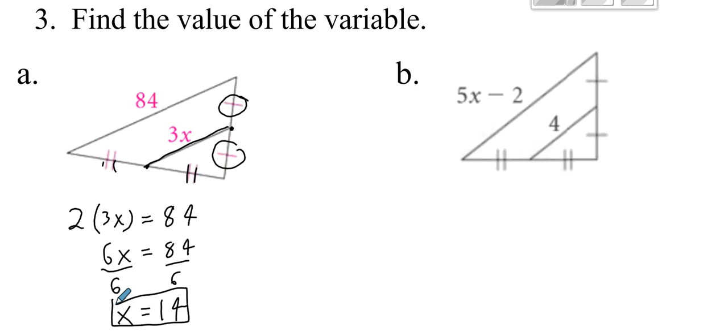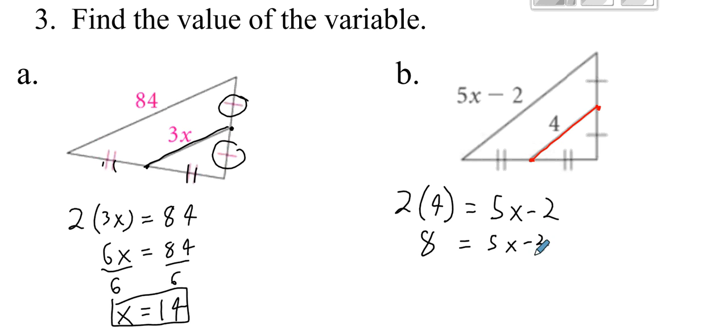Using that same logic, I can say that here's a midpoint, so this is a mid-segment. If I do 2 times my mid-segment of 4, that'll equal its parallel side. That's 8 equals 5x minus 2. Add 2 to both sides. I get 10 equals 5x. Divide by 5, divide by 5. x is equal to 2.